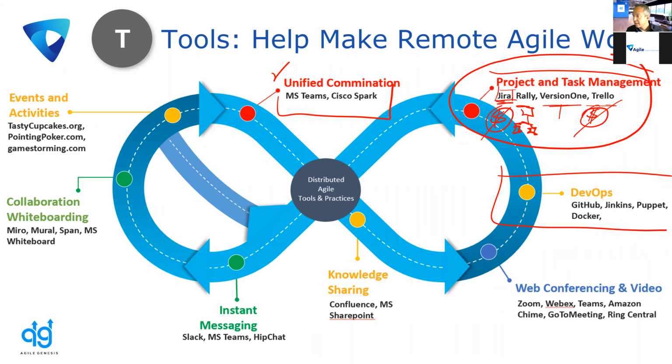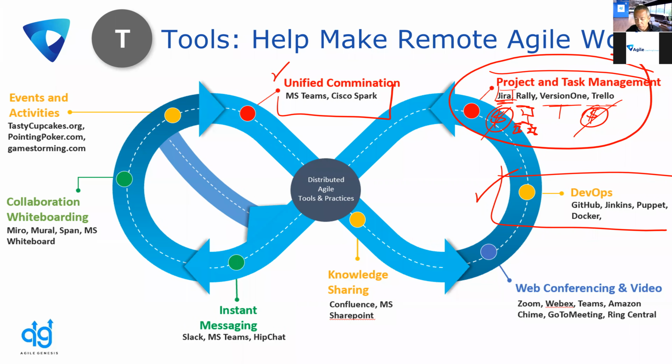From a DevOps perspective, we have things like GitHub, Jenkins, Puppet, Docker. These are all ways for us to coordinate code development if you're in software. I should mention that these particular ones are more oriented toward software. You don't have to be in software to do Agile, by the way. There are quite a number of Agile implementations that range from restaurant operations to cruise ship management to HR and other areas.